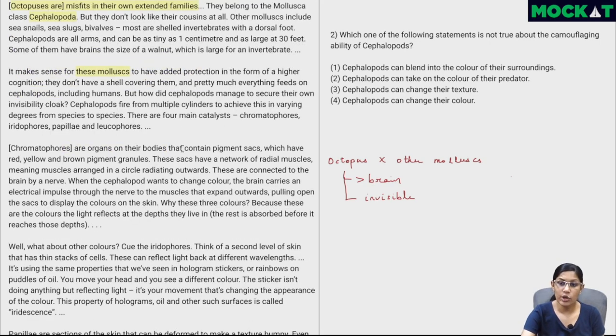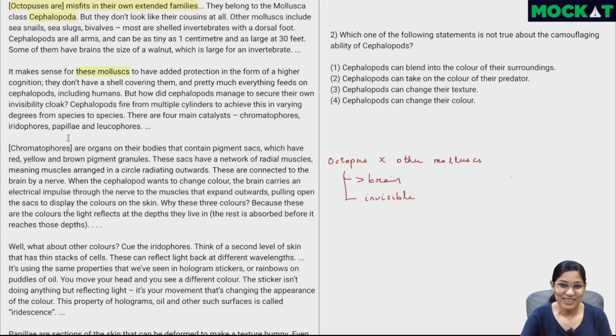Chromatophores are organs on their bodies that contain pigment sacs, which have red, yellow, and brown pigment granules. So these chromatophores essentially have these colored pigments. They have a network of radial muscles, meaning muscles arranged in a circle radiating outwards. These are connected to the brain by a nerve. When the cephalopod wants to change color, the brain carries an electric impulse through the nerve to the muscles that expand outward, pulling open the sacs to display the colors on the skin. Why these 3 colors? Because these are the colors the light reflects at the depths they live in. The rest is absorbed before it reaches these depths.